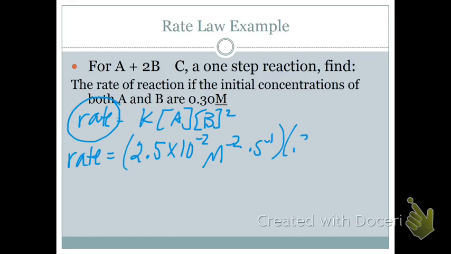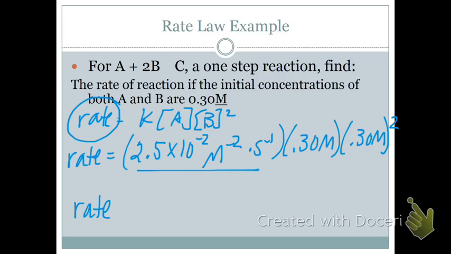Then we put in 0.3 molar, and 0.3 molar squared, and calculate that. The K value we got from the previous problem, because once we know the value for K, it's the same no matter what our concentrations are. Now when we plug all that in, we should get 6.8 times 10 to the negative 4th.